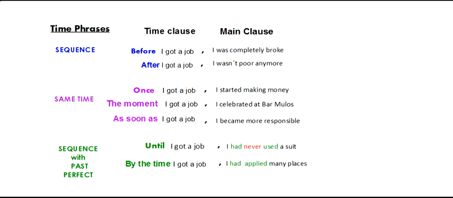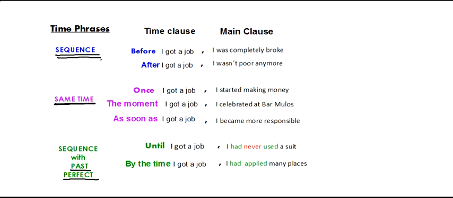So let's look at some possibilities for what happened when you got the job. For example, we can use time phrases for sequences, like this. We can use time phrases for things that happen at the same time or almost at the same time. And we have some other time sequences that we use for the past perfect specifically. Okay? So let's look at these. Let's start with our sequence time phrases.